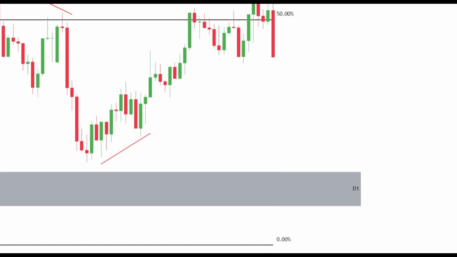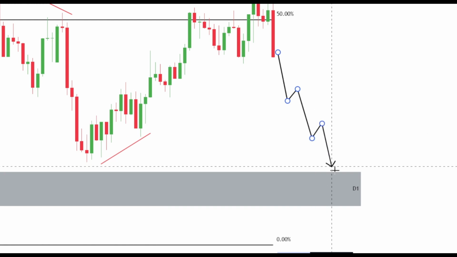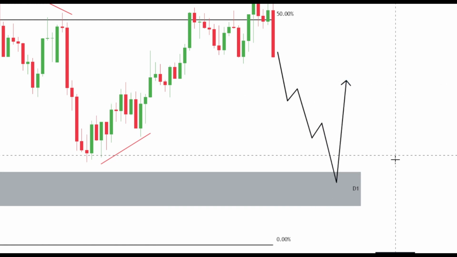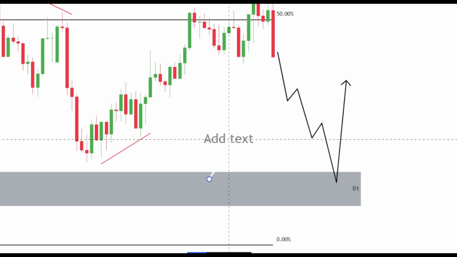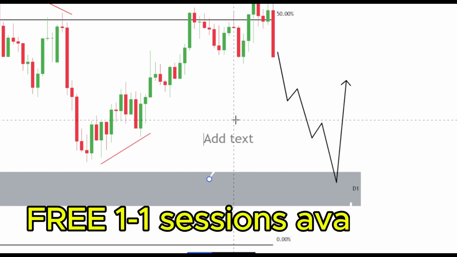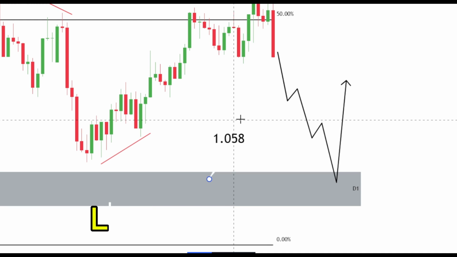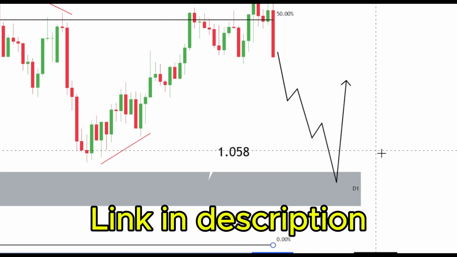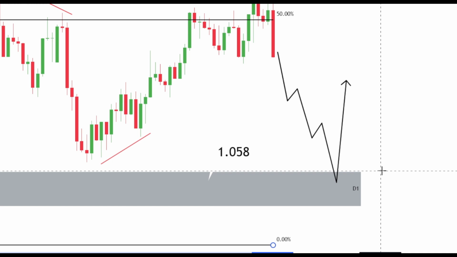So one particular scenario I could see, if the bears continue to win, we could see price head all the way down to this POI before giving a reaction. So this POI is at 1.058, and this is the POI that price could target next, 1.058.